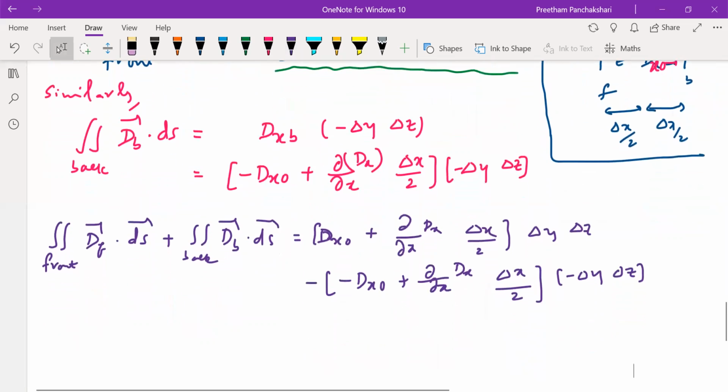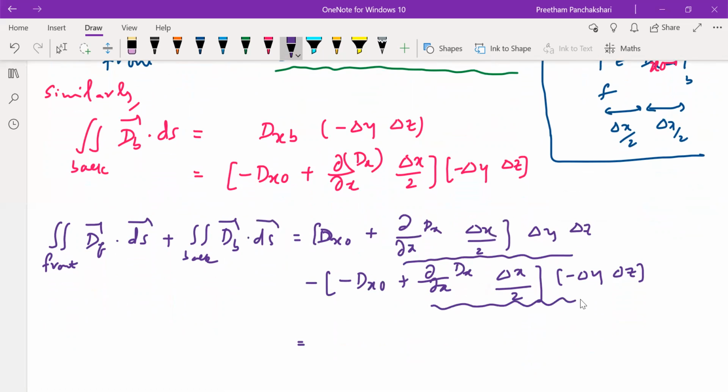This algebraic sum gives us the equation here. The minus and plus dx terms get cancelled out in both cases. So we are left with these terms, which are similar, so we can write them as 2 times dou by dou x of dx into delta x by 2 into delta y into delta z.